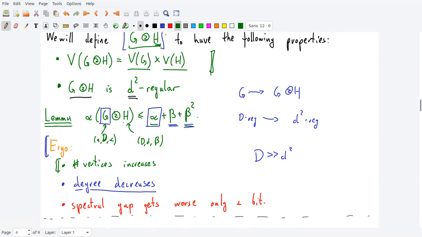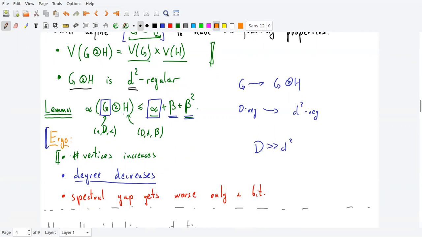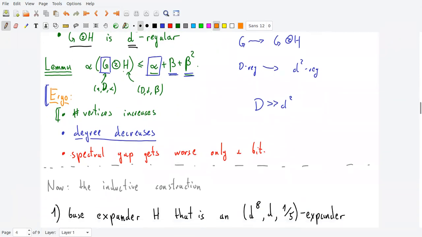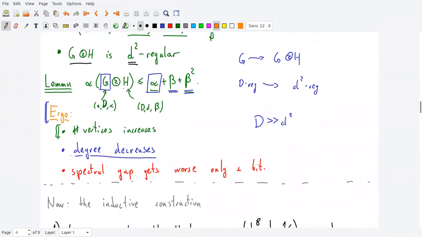So these are the three properties that we have, and you see that these properties are sort of in contraposition to the properties of, say, squaring, where the degree was increasing while the spectral gap was getting better. So now we have the two operations, zigzag and squaring, and they are in contraposition to each other. One gets a better degree while sacrificing on the spectral gap. The other gets a better spectral gap while sacrificing the degree.